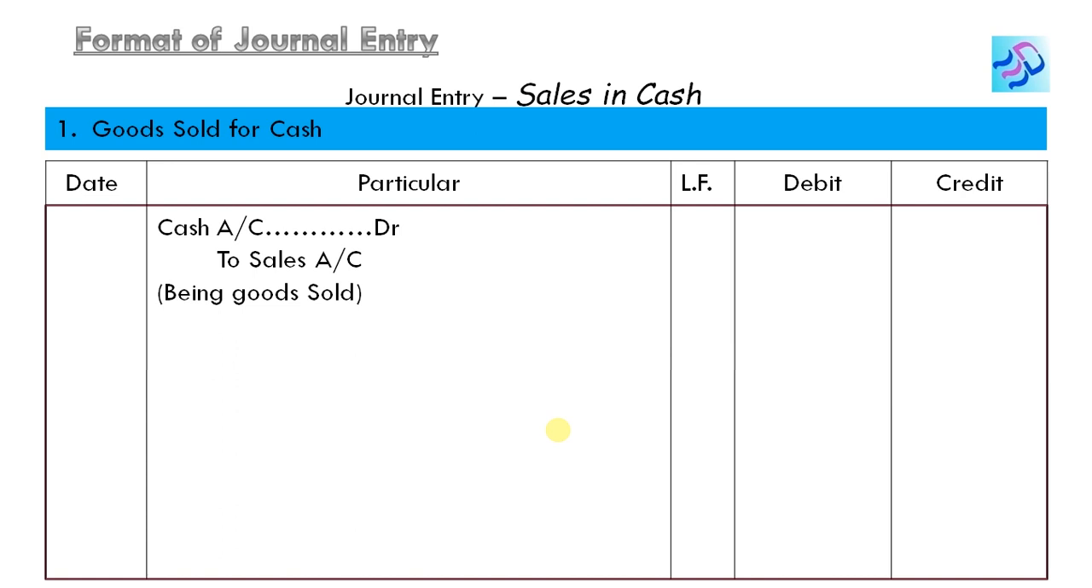As I mentioned in my previous video, we do not write the word goods in journal. Instead of it, we write purchase or sales. When we have purchased goods, we write purchase account. When we sell goods, we write sales account. So the entry is cash account debit to sales account.